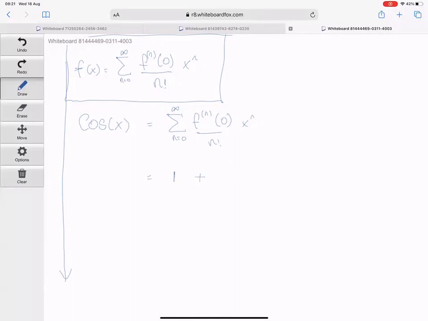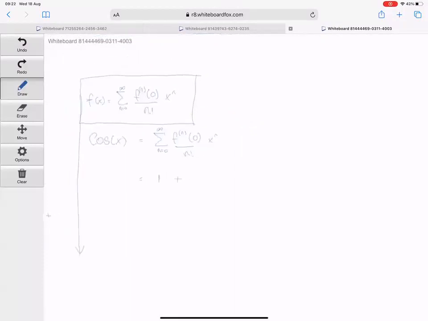Second term: that's my first term when n is 0, my second term is when n is 1. So differentiate one time. What's the differential of cosine? Okay, what's the differential of sine? Yeah, if I differentiate sine, I get cosine. What happens if I differentiate cosine?